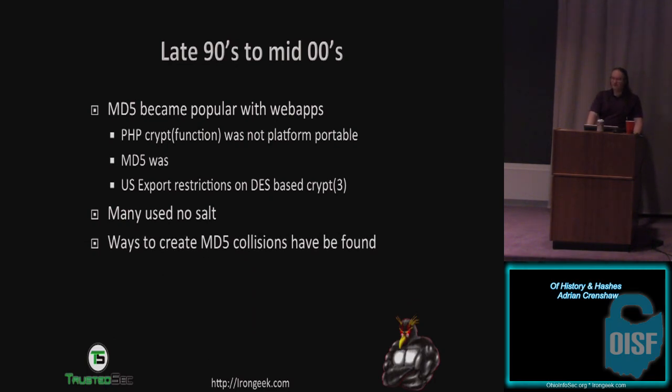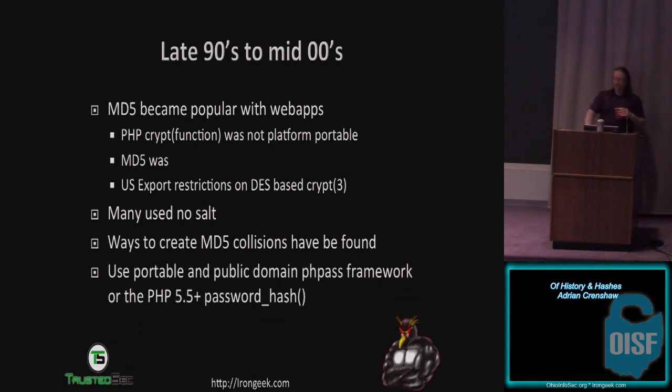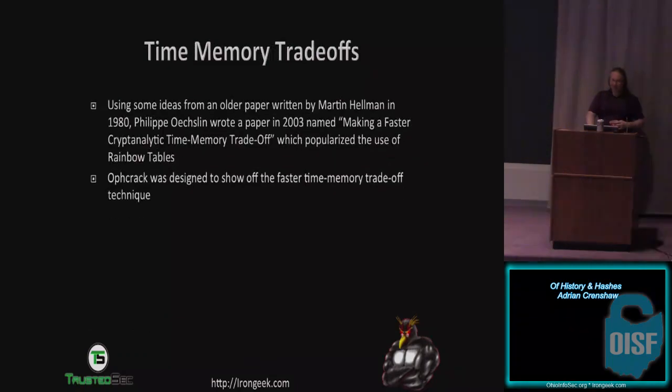Also, more ways to create MD5 collisions have been found, though this is probably not that relevant to password cracking. Unlike a CRC32, where you have a very short string you can get that will generate that CRC32, making a usable collision that you could use for logging in is probably not so likely. But people have found ways of doing MD5 collisions over the intervening years. Now, if you're on more modern systems, you may want to use the public domain PHPass framework, or in PHP 5.5 plus, the password_hash function instead of using something like MD5.